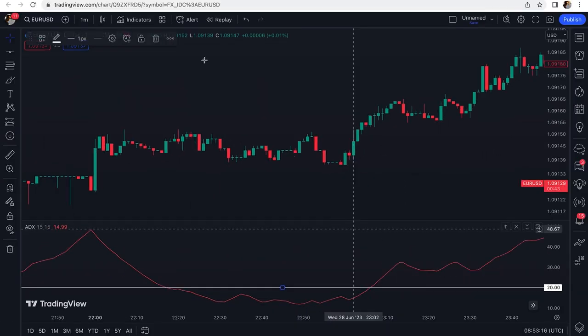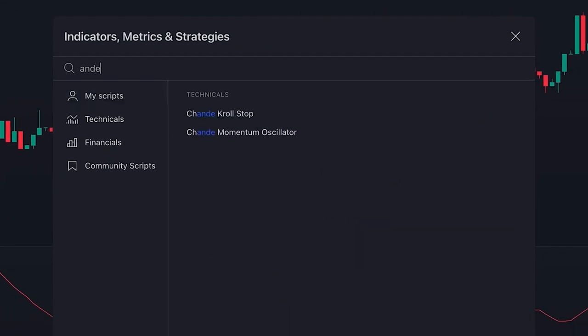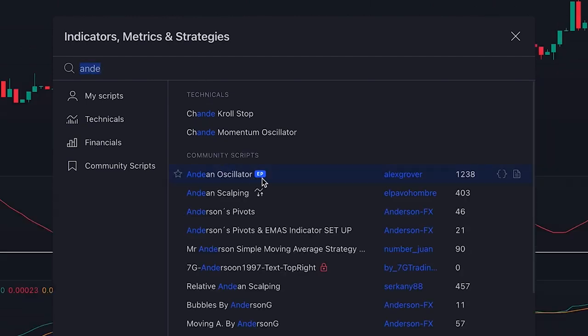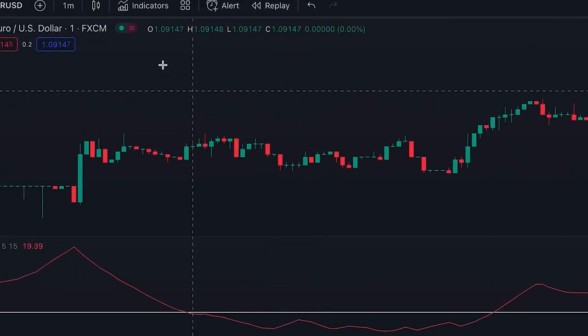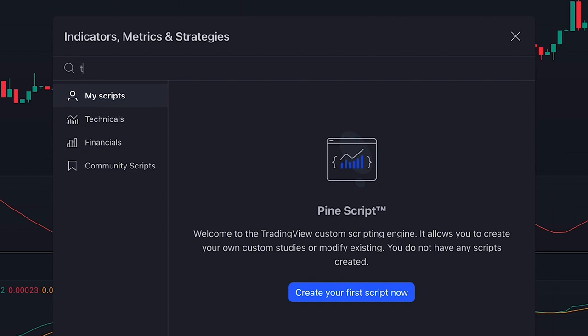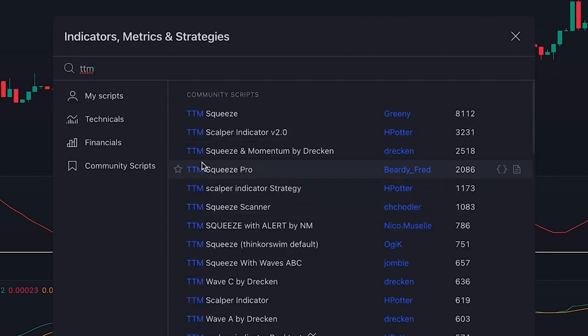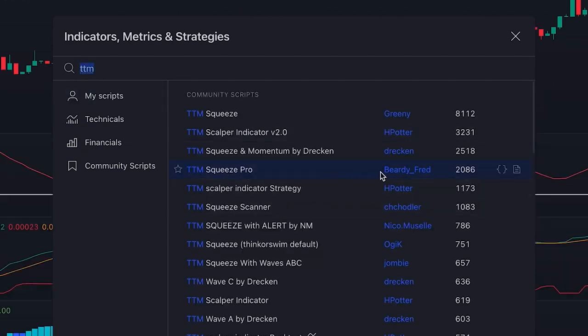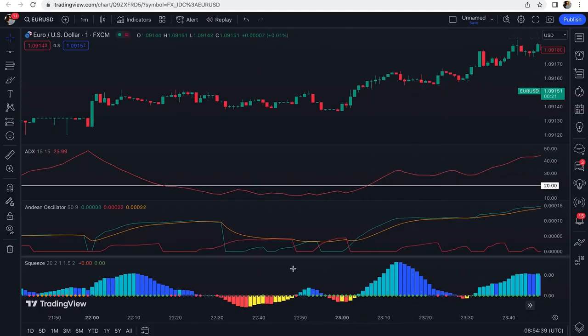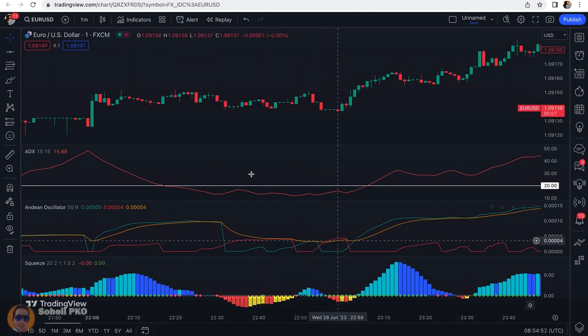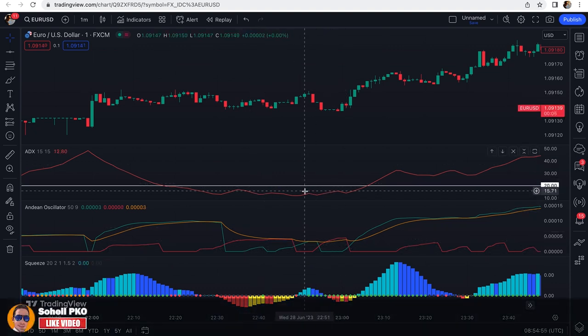Alright, the next indicator that we should add is Andean oscillator, this one, which is an indicator written by someone named Alex Grover, and we will use this indicator with its default settings. And the last indicator that we should add is TTM squeeze. We add this one, TTM Squeeze Pro, which is written by someone named BRD Fred, and also this indicator is used with its default settings in this strategy. Alright, everything is already set on the chart, and let's see how we trade based on this 1-minute scalping strategy.